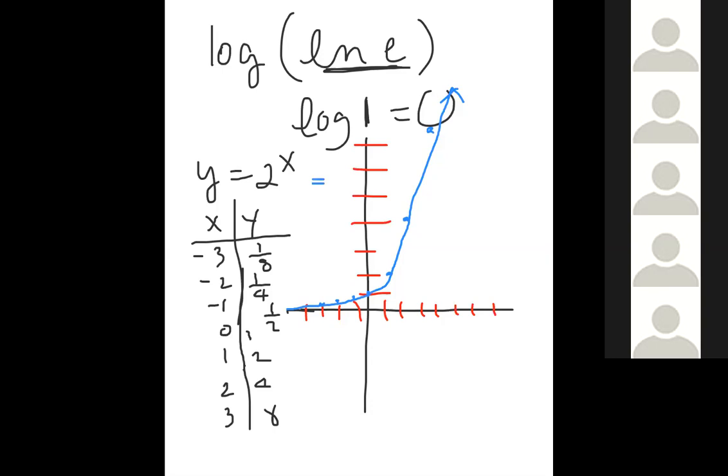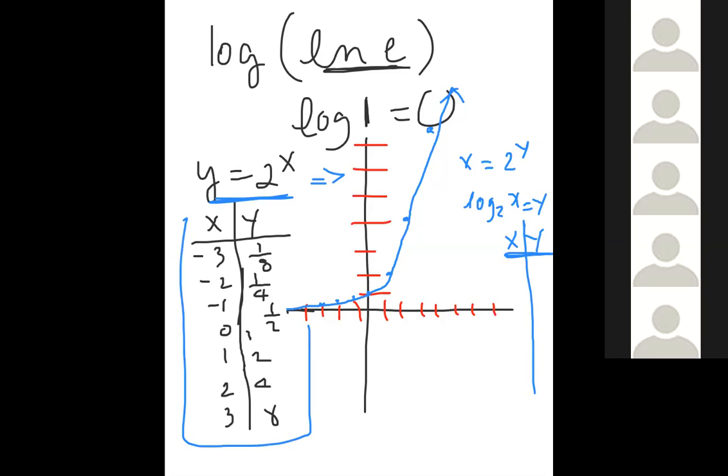If we were to write the inverse of this, first we're going to swap x and y, okay? So this will become x equals 2 to the y. And when we write it in log form, it's going to be y equals log base 2 of x. So this would represent the inverse of this function right here. Now, if we were looking at the chart for the exponential function, and we wanted to find its inverse, we would swap x and y.